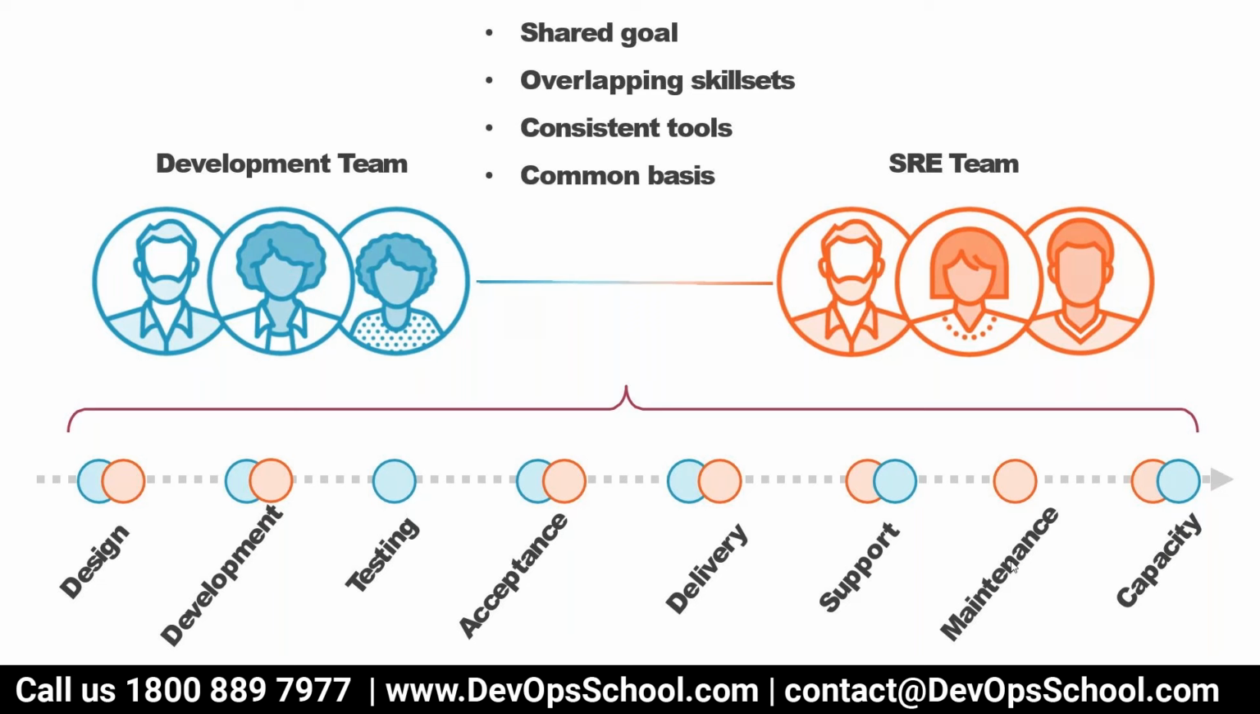So what happens when you are not merging the teams? At the same time, you have a shared goal actually. That is important. And sometimes the skill sets become overlapping, and many of the tools are consistent and common basics. So these are the fundamental changes you want to make to transform your ops team to an SRE team. Are you understanding what I'm trying to say?